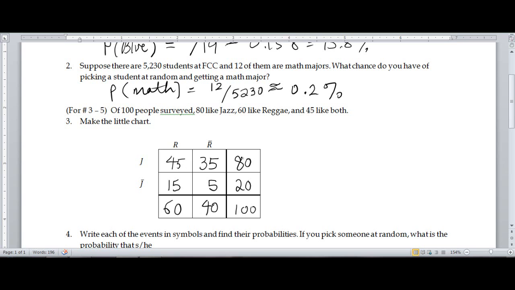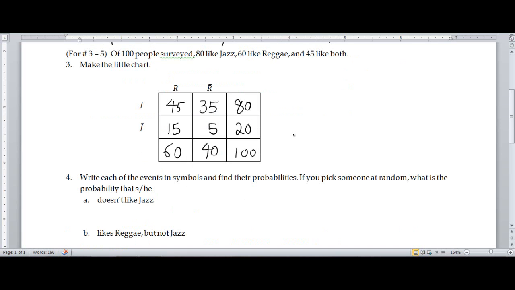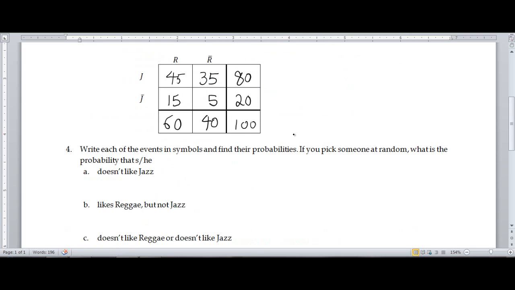Okay? Write each of these events in symbols and find the probability. So if I pick somebody at random, what is the probability that that person does not like jazz? So in symbols, that would be not liking jazz. How many people don't like jazz? Total 20. Out of 100 total. 20%.